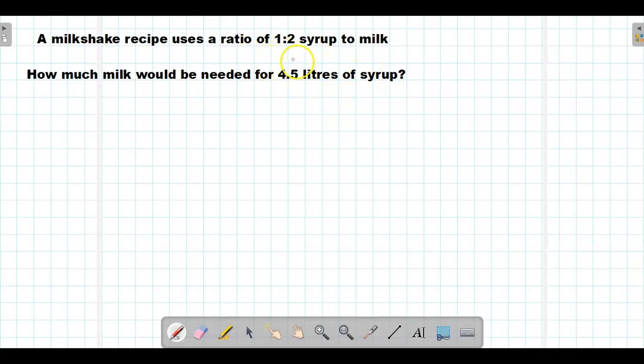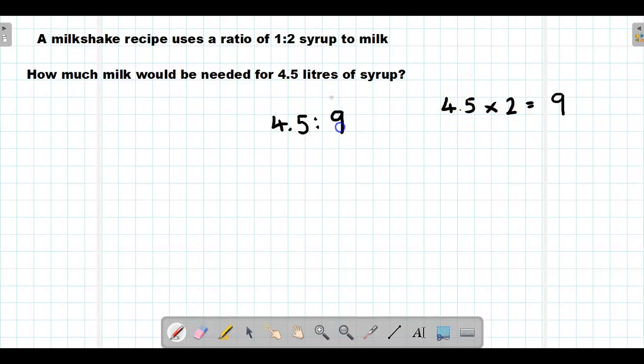Let's drop this into our ratio. So we have got 4.5 litres of syrup. So how much milk are we going to need? So if the ratio is 1 to 2, this is 1 part, 4.5. The other side is 2 times that 1 part. I can calculate 4.5 times 2 quite quickly because I know 0.5 is a half. So this is 4.5, and I know 4.5 add 4.5 is 9. Or I can do 4 plus 4 is 8, 0.5 makes 1, and that makes 9.